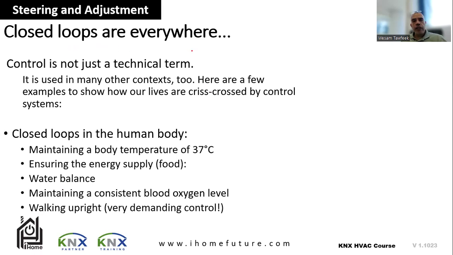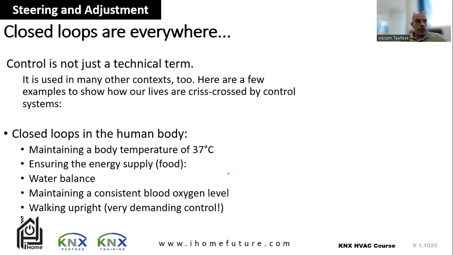Closed loops are everywhere, and this is our life. We are always adjusting to what's happening around us. So here it is saying that control is not just a technical term, it's used in many other contexts. Closed loops are the human body, maintaining a body temperature of about 37 C, ensuring the energy supply, food, and water balance. So when you are hungry, you eat. We are adjusting, okay? When you are feeling dehydrated, you drink more water. When you are feeling cold, you get more coverage.